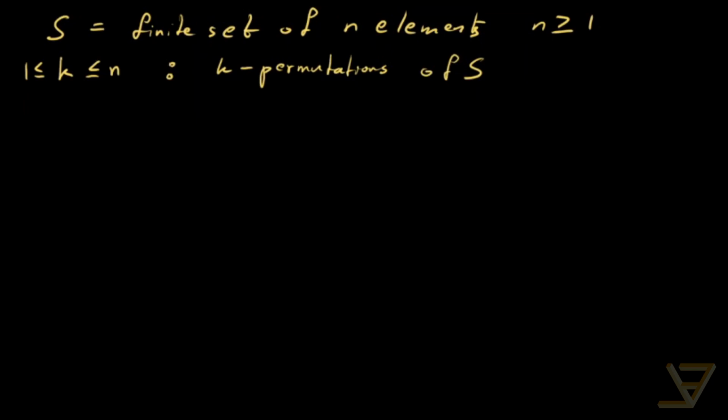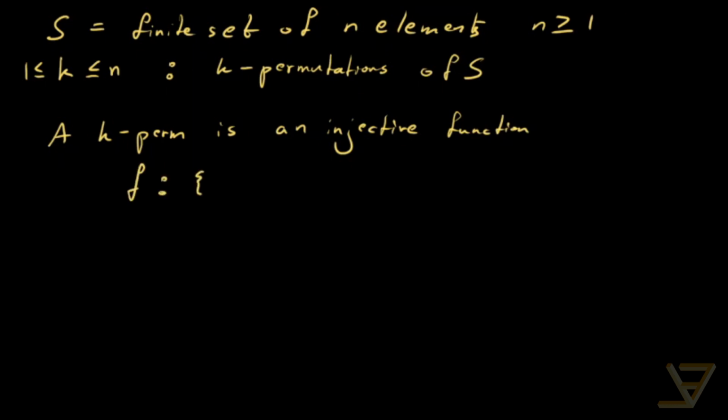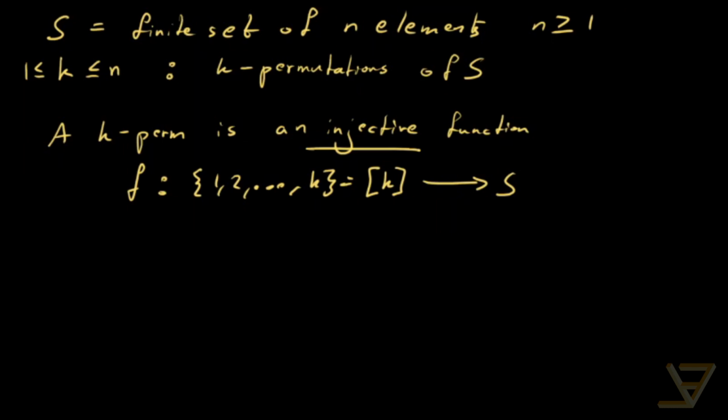It's often not mentioned, but a k permutation is an injective function f from the set 1, 2, all the way through to k. We can denote it by k with square brackets around it, into S. And remember, it has to be injective, so we can't have different indices in the set k square brackets mapping to the same element of S. And we want to find the number of such k permutations.